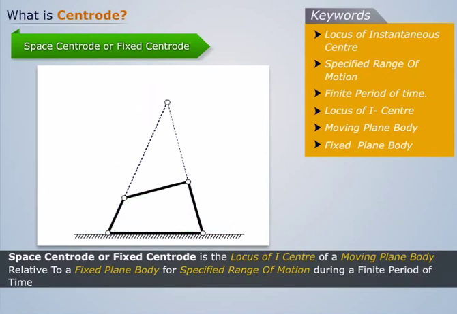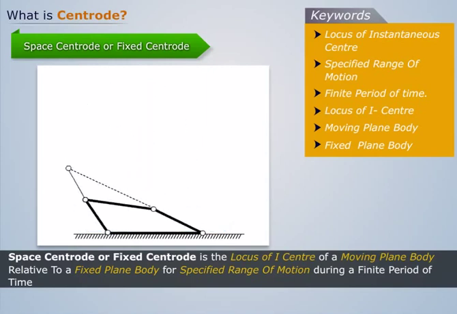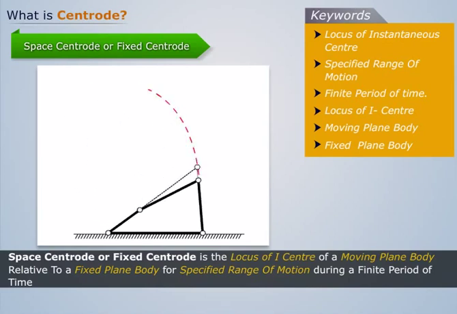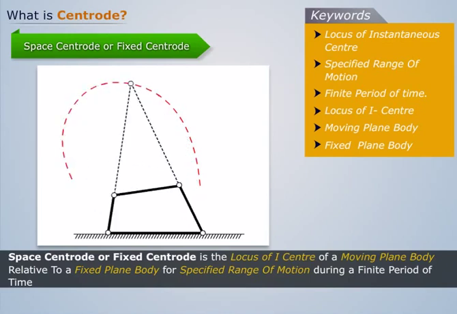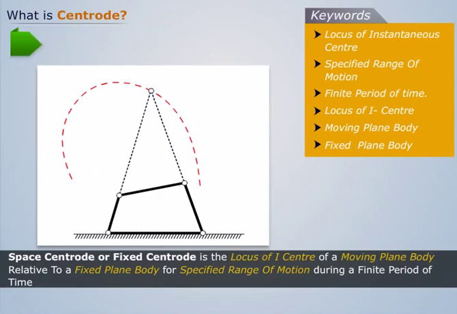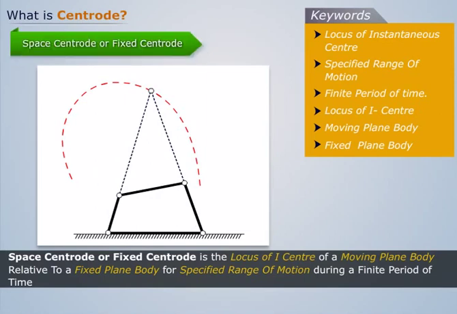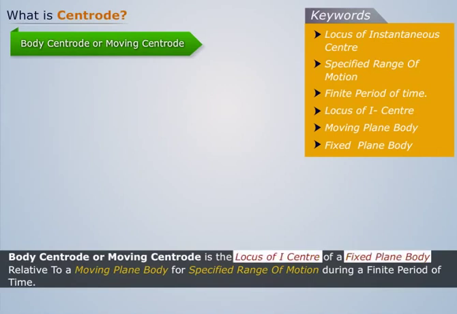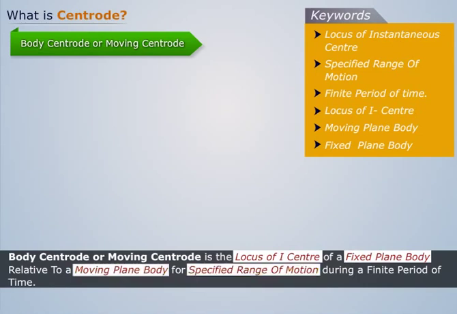Now if we impart motion to this mechanism, we see that the position of I-1-3 changes with time. Now if we plot the locus of I-1-3 at different instants, the centrode thus obtained is called the space centrode or fixed centrode. Now let's move to the body or moving centrode. It is the locus of I center of a fixed plane body relative to a moving plane body for a specified range of motion during a finite period of time.